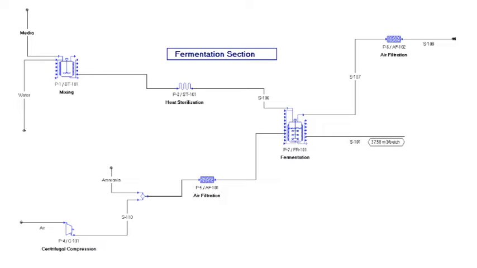Operation Unit 2: Heat Sterilizer HS101. After the fermentation media is prepared, it is sterilized in a continuous heat sterilizer, HS101.